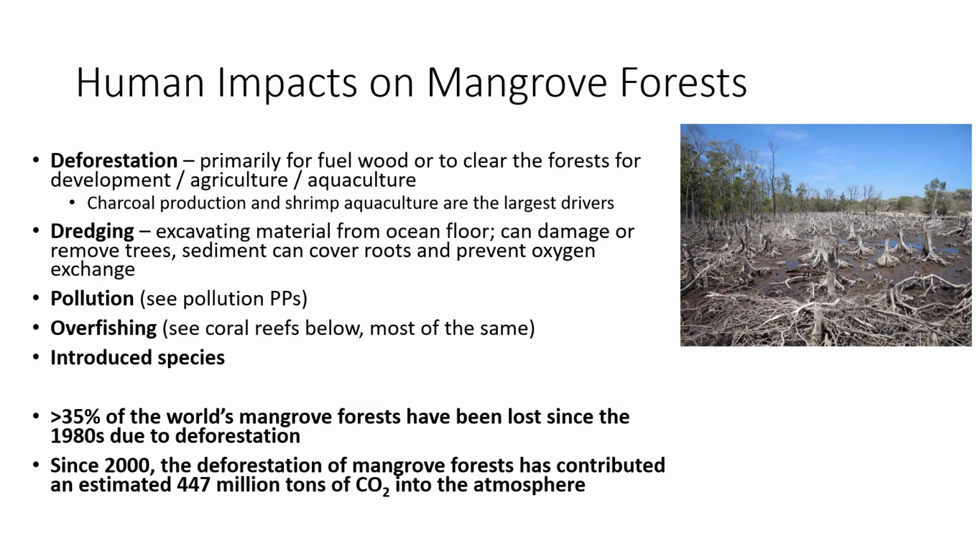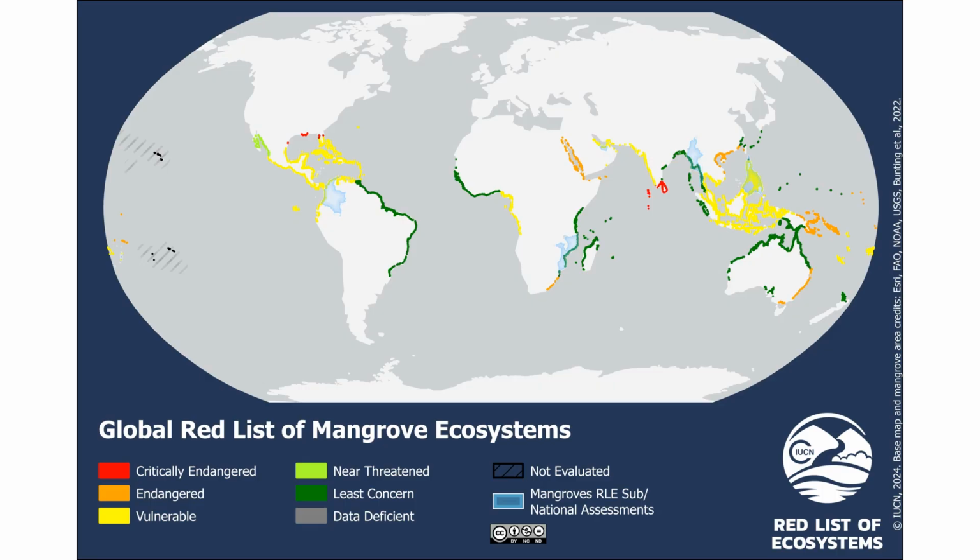Over a third of the world's mangrove forests have been lost since the 1980s, and since 2000, the deforestation of mangrove forests has contributed to an estimated 447 million tons of carbon dioxide in the atmosphere, so roughly 500 million tons of CO2. If we are to revegetate these, however, we can lock in that CO2. And where those mangroves are threatened, you can see on the map where they are critically endangered, like in the southern United States or in Sri Lanka and the tip of India and Mauritius, where they are endangered, as well as where they're vulnerable or where they're actually doing quite well.